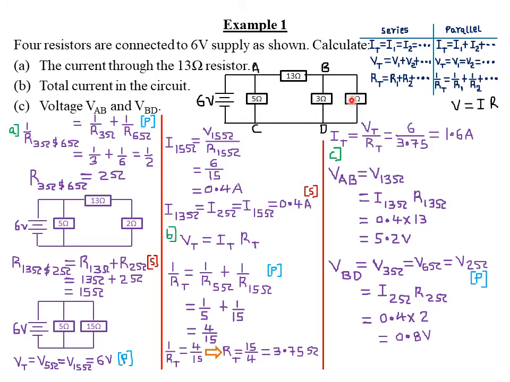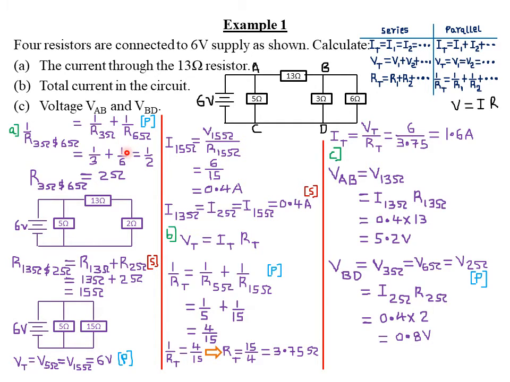So we'll combine 3 and 6 because the same current flows through them. So 1 over R through the 3 and 6 ohm resistors is equal to 1 over R through the 3 plus 1 over R through the 6 ohm resistor, which is equal to 1 over the resistance through the 3 ohm resistor, of course, 3 ohm, plus 6 ohm for the resistance through the 6 ohm resistor.